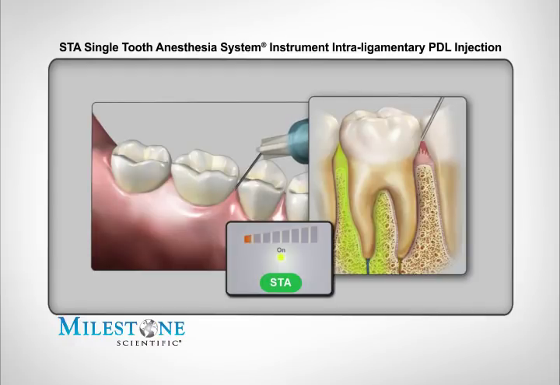Insert the needle on the mesial root of the molar, ensuring there is a 45-degree angle of the needle to the root surface.